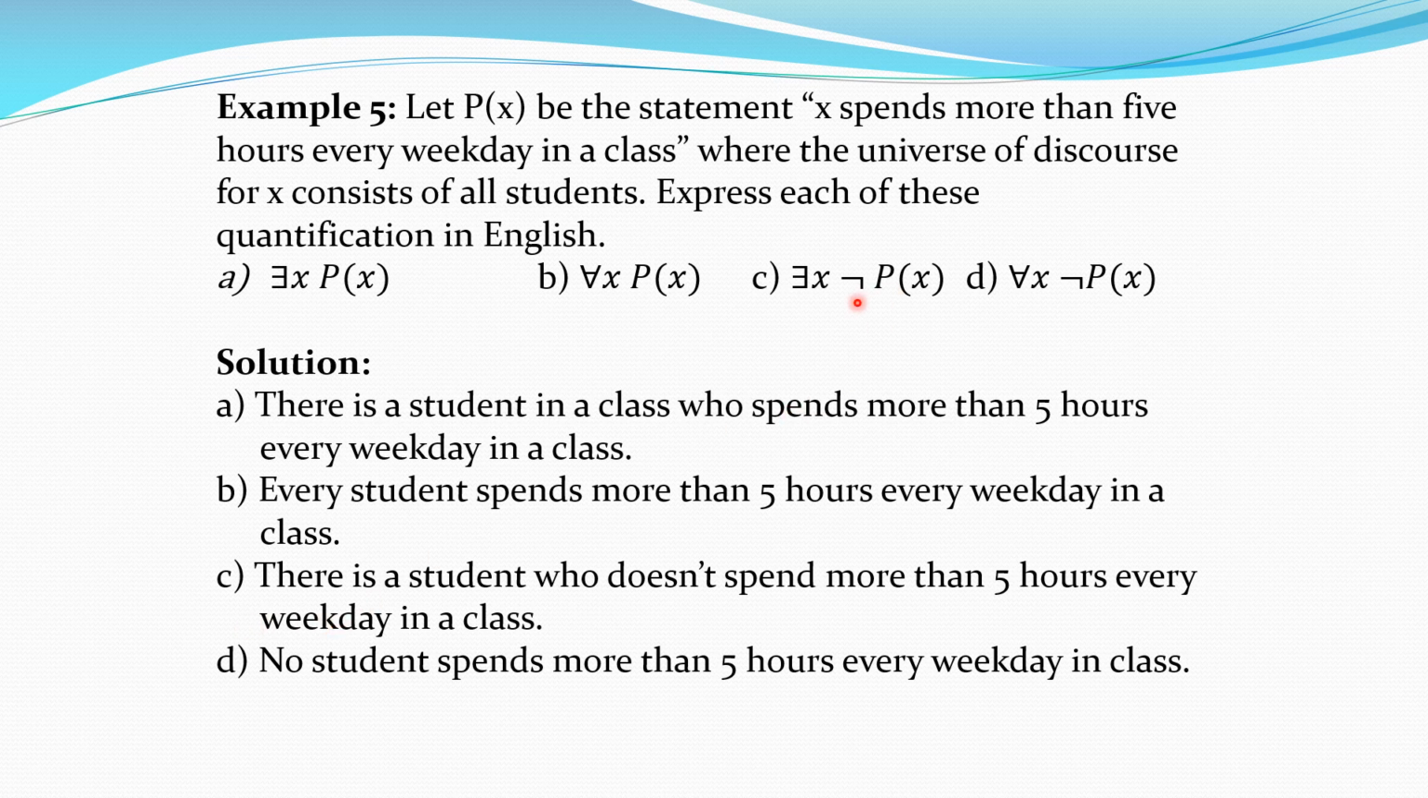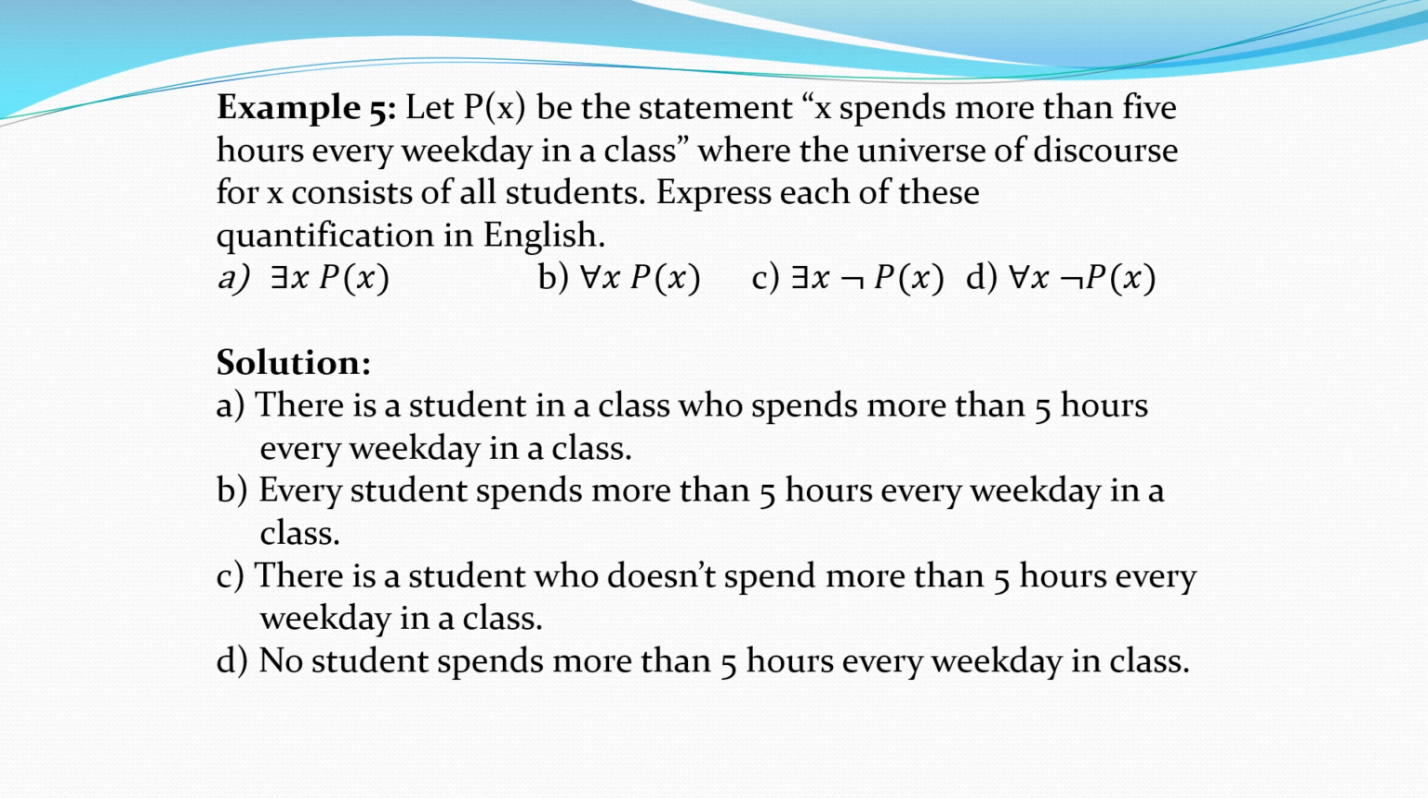Now last, for all x negation px. So for all x means this is given about all students, that negation of px. So it means that there is no student who spends more than 5 hours every weekday in a class. It means no student spends more than 5 hours every weekday in a class.